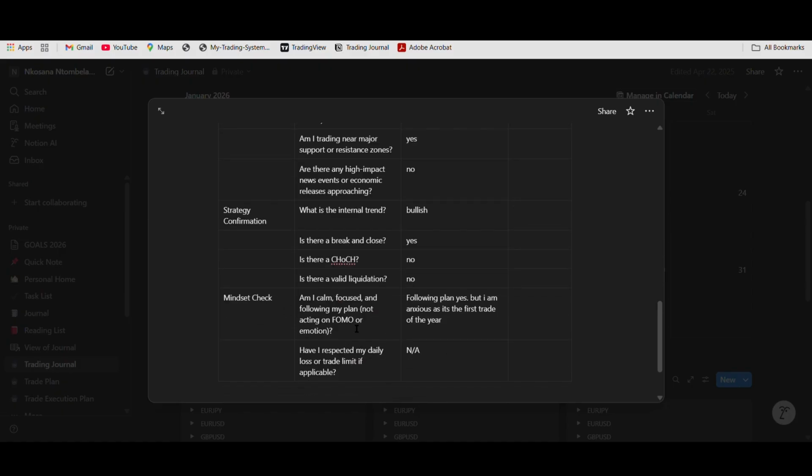And then mental check, this was a bit important, right? Am I calm, focused, and following my plan? Following plan, yes, but I am anxious as it's the first trade, right? Even though I was a bit anxious, what I did not do is let it influence my decision. I saw a valid trade and I took the valid trade. So yes, feelings are important, but also execution is more important. And then have I respected my daily loss or trade limit if applicable? And that was not applicable.